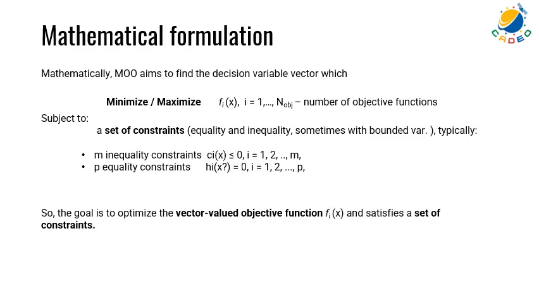After explaining what multi-objective optimization is and its role, let us see how it can be reformulated mathematically. The output that multi-objective optimization tries to figure out is the best values for a set of decision variables.